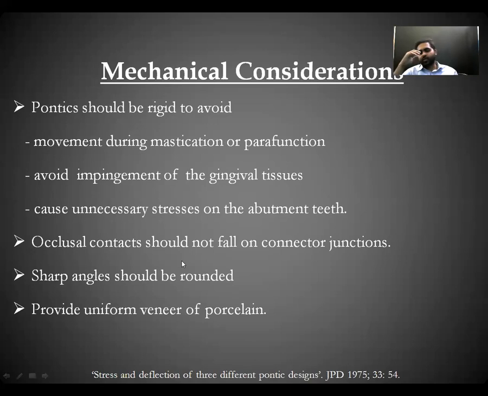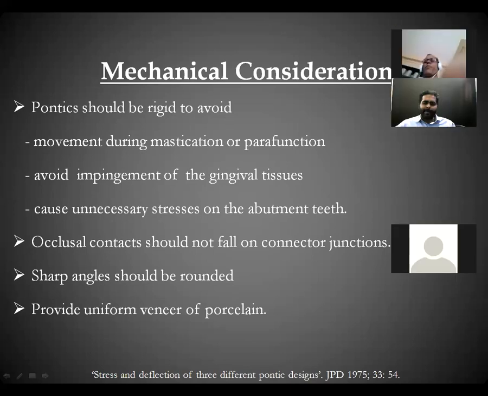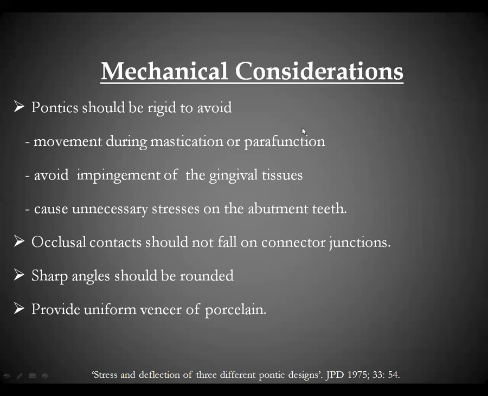So all the occlusal contact should not fall in the connector junction. If it is falling in the connector junction, there will be a problem for your connectors, and the periodontal areas below your connector will have swollen gums. So basically, we should avoid all the sharp line angles. Otherwise, it will tend to fracture. The rigidity of the teeth will be compromised.